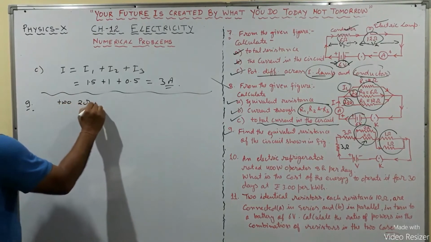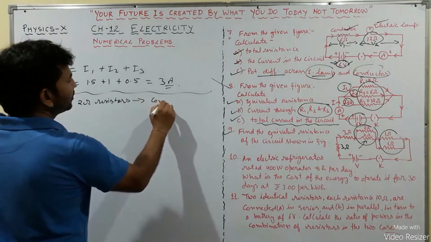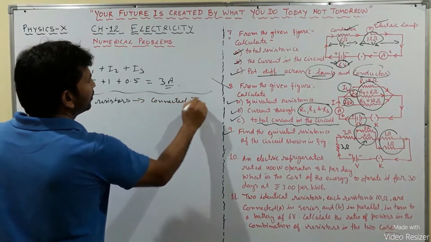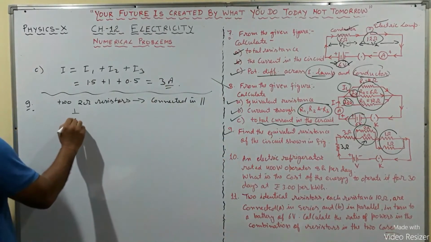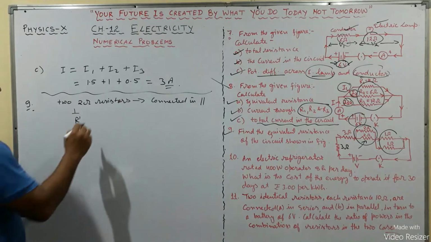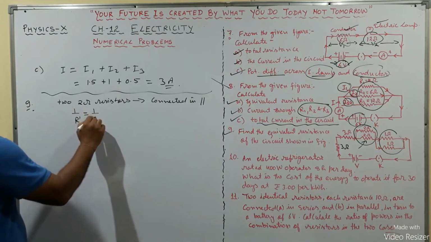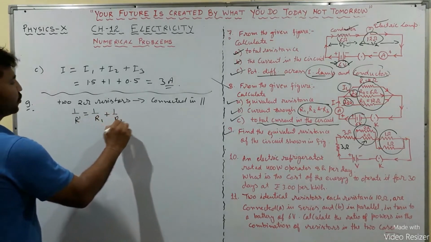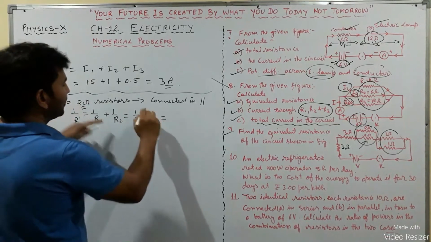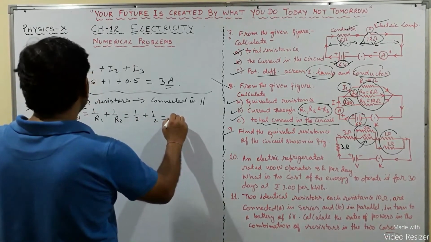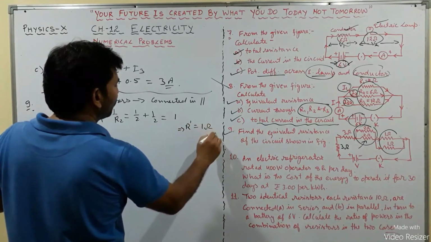Two 2 ohm resistors are connected in parallel. So what will be the equivalent resistance? Let it be R dash. So we will use the formula 1 by R dash is equal to 1 by R1 plus 1 by R2. By putting the values 2 ohm, 1 by 2 plus 1 by 2, that will be equal to 1. So R dash is equal to 1 ohm.